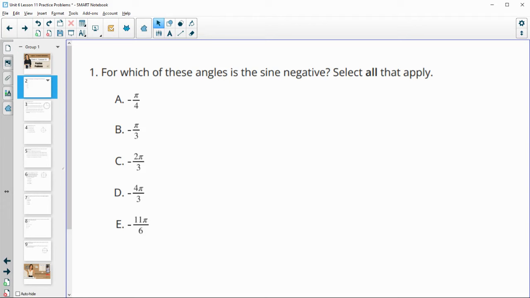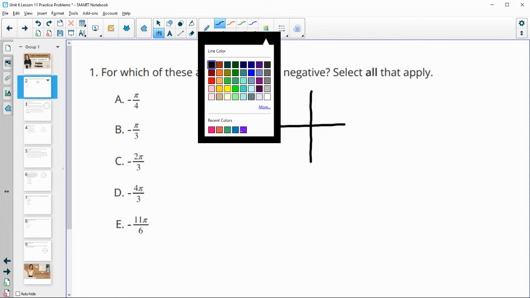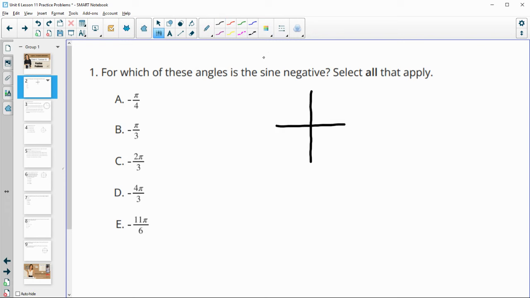Number one, for which of these angles is the sine negative? So if we think about the unit circle, remember that the sine is the y values. And the unit circle is kind of like the coordinate plane, right? And so these would be positive x, positive y, negative x, positive y, negative x, negative y. So sine would be negative here.